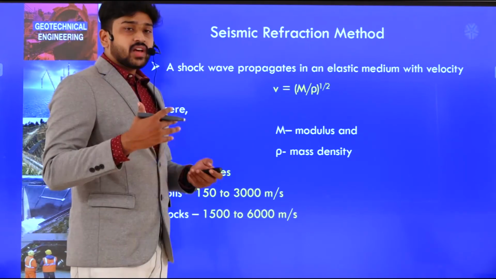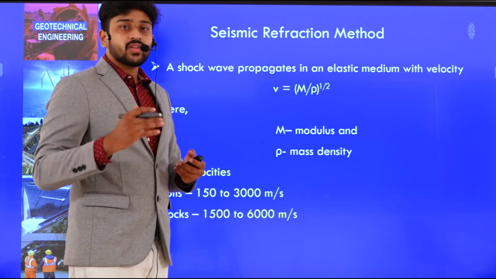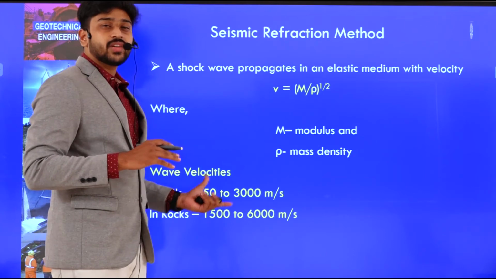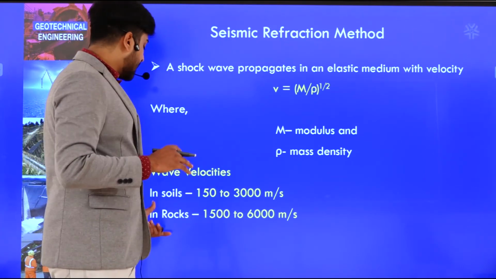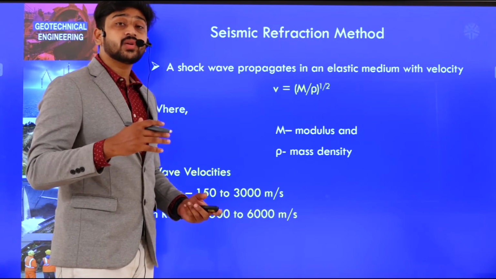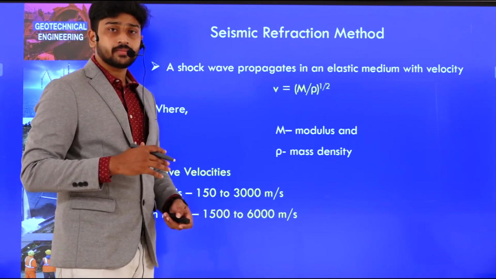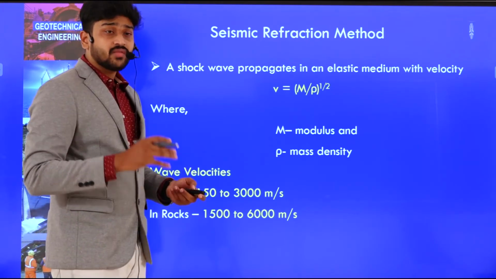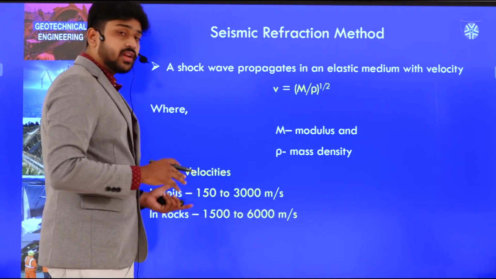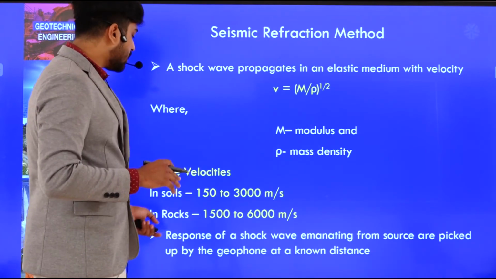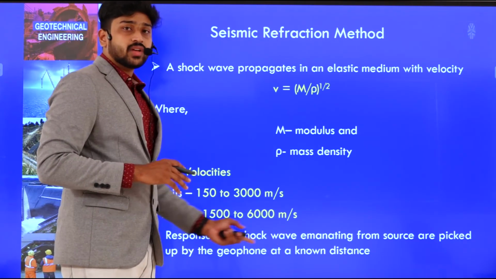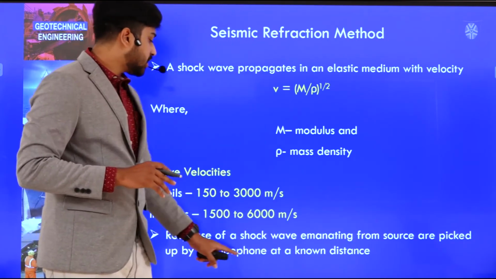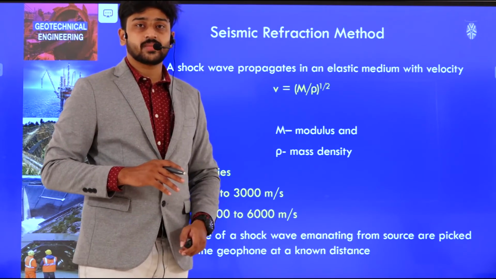Now when we are talking about wave velocities, whenever any wave is propagating, we may state that in the case of soils it ranges from 150 to 300 meter per second, and in the case of rocks it ranges from 1500 to 3000 meter per second. So this is the general idea for soils as well as rocks. Furthermore, the response of the shock wave emanating from the source is picked up by the geophone at a known distance.